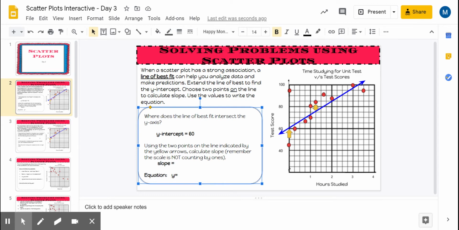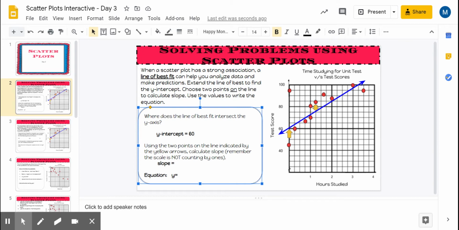Now we're going to use 2 points on the line indicated by the yellow arrows. And remember that the scale is not counting by ones. Okay, so let's look at the scales for a minute and also just observe. We're going to find our slope between these 2 yellow arrows because that's exact points, pretty close to exact points on our line. So we're not actually using any of the red points to do our slope from.